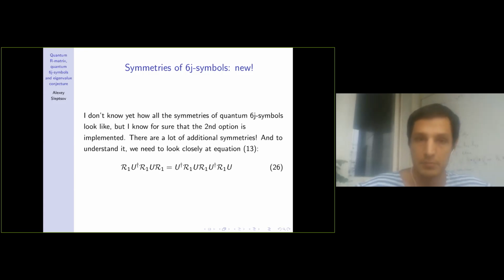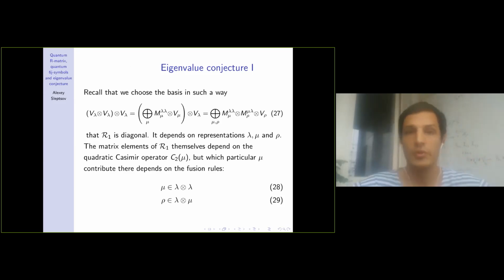Racah-Wigner matrix. So recall that we choose the basis in such a way that R1 is diagonal, and it depends on incoming representations lambda, intermediate representation mu, and resulting representation rho. The matrix elements of R1 themselves depend on the eigenvalues of quadratic Casimir operators for different mu, but which particular mu contribute there depends on the fusion rules, which I have already mentioned. So it means that mu should belong to tensor product of lambda times lambda, and rho should belong to lambda times mu.